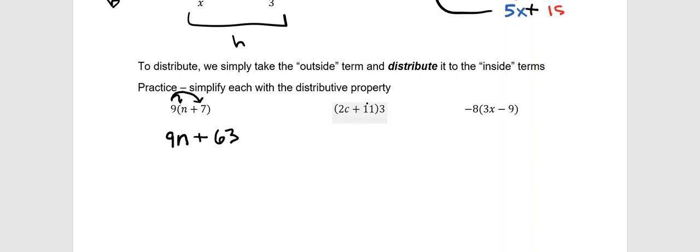If we do the distributive property on the next example, you notice something's a little bit different. This outside term, this value of 3, is to the right of the parentheses. So what we want to be in the habit of doing is following order of operations. If you think about order of operations, we're essentially using multiplication here, aren't we? And that's really important for us to understand as well. The distributive property is using the operation of multiplication.